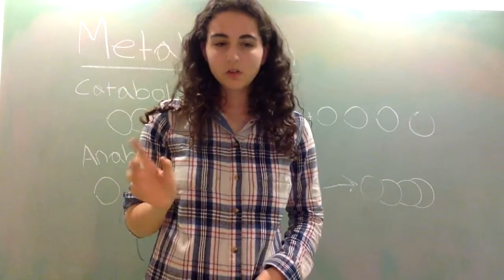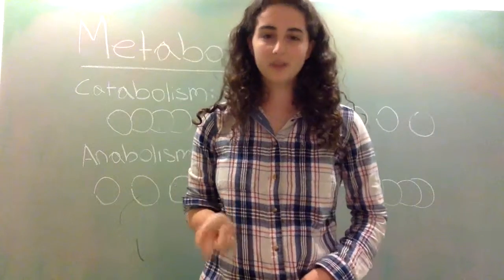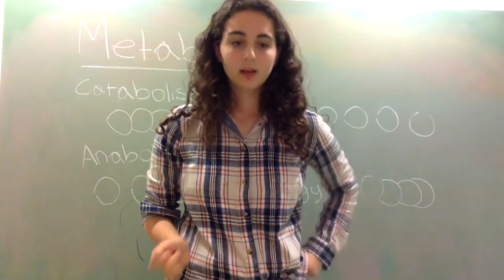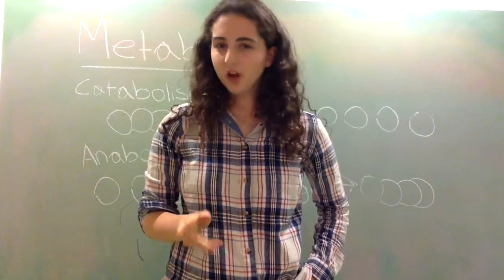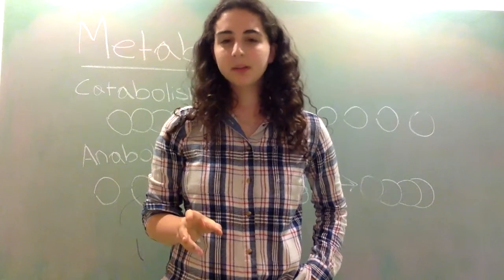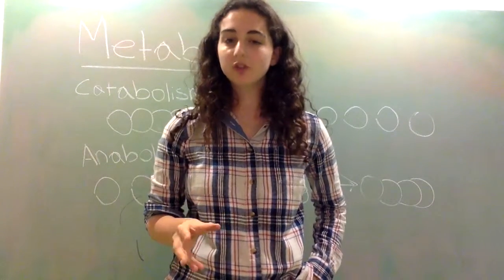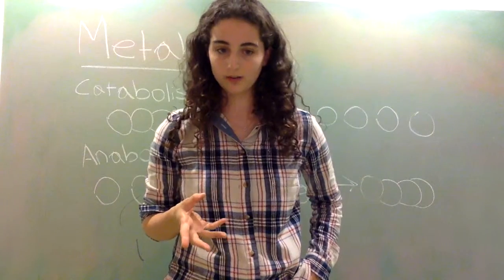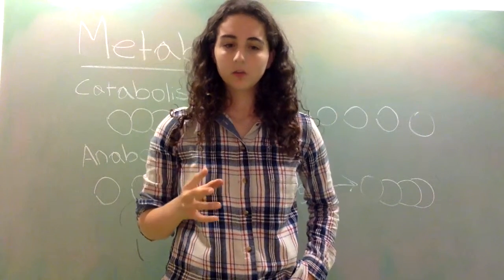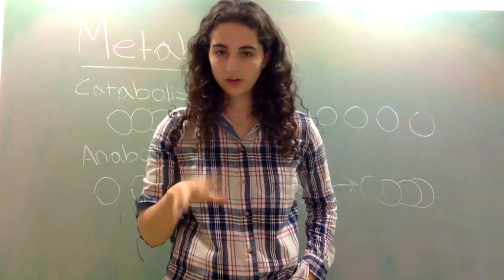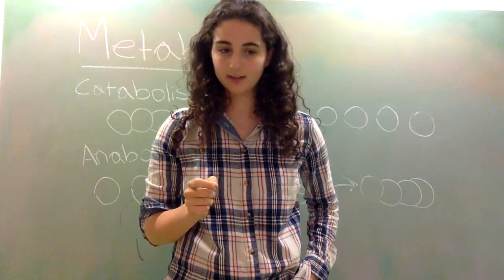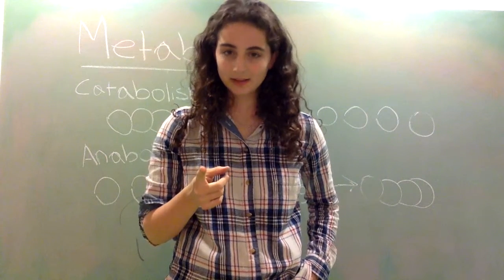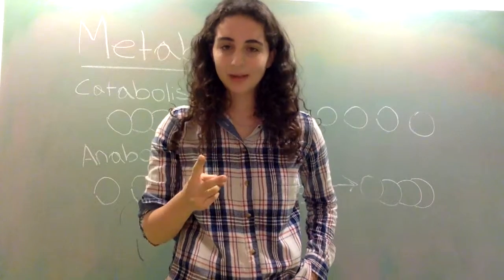Metabolism does not only include the breaking down of molecules for energy. However, it's also the construction of molecules. Metabolism is basically how energy is used throughout an organism. As a result, there are two different types of metabolic pathways: catabolism and anabolism.